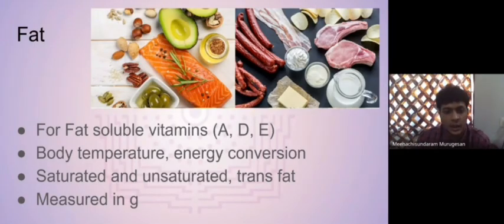We saw the three types of fats: saturated, unsaturated, and trans fats. Saturated fats are mostly in the solid state at room temperature, and unsaturated fats are in a liquid state at room temperature, like your sesame oil, peanut oil, groundnut oil, etc.